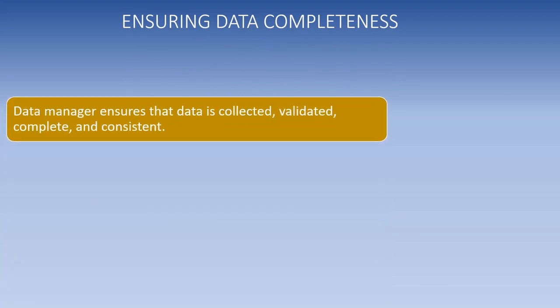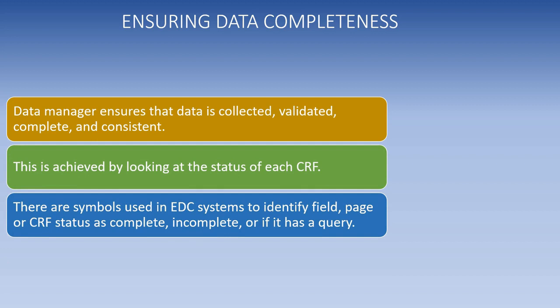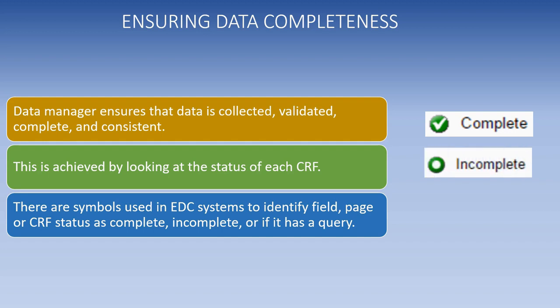Let's talk about ensuring data completeness. The data manager ensures that data is collected, validated, complete, and consistent. This is achieved by looking at the status of each CRF. There are symbols used in EDC systems to identify field, page, form, or CRF status, for example, to know if the form is complete, incomplete, or if it has a query. And there are many more such symbols used in EDC systems.